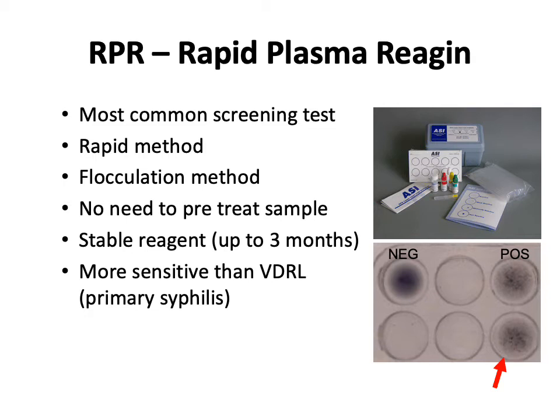The RPR is more sensitive than the VDRL during the primary stage. However, during the secondary stage, it can be subject to prozone effect, resulting in false negatives. The lower picture is showing a negative reaction for the negative QC in the upper left corner, a positive reaction for the positive QC, upper right corner, and a positive reaction for the patient, lower right corner. False positives can occur in patients with HIV and HSV, or herpes.